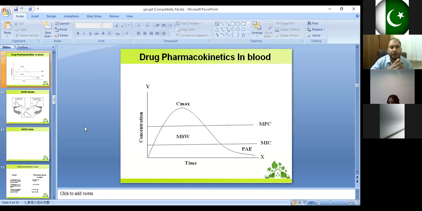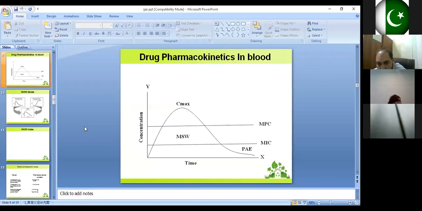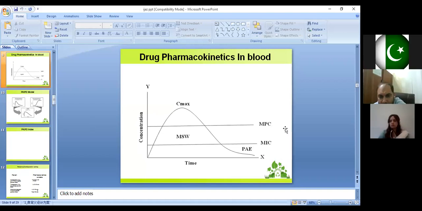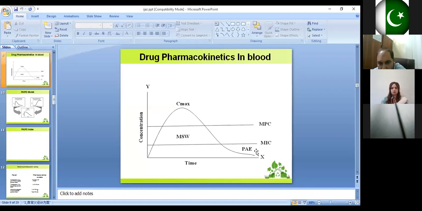Suppose after administration, in the systemic circulation, you can see the graph. The horizontal axis is time and the vertical axis is concentration. When we administer the drug to a human or animal host, after some time the drug reaches the maximum level, after that it declines, and at the end it is excreted from the body. The other things are the MIC and MPC. At the end, you can see the PAE, the post-antibiotic effect.